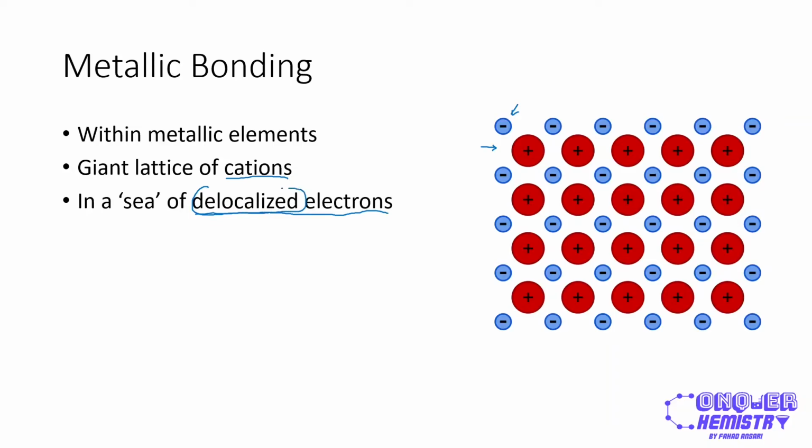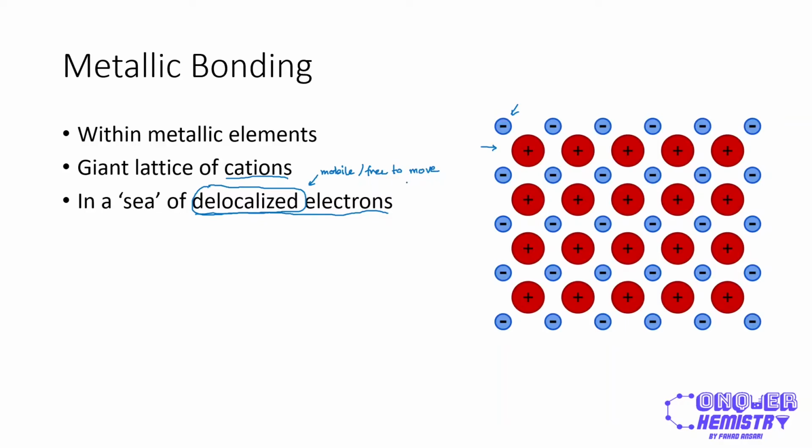This delocalized term basically means that the electrons do not belong to any one atom anymore. They're free to move between the cations in the lattice, right? And because of these delocalized electrons, we have quite a lot of properties, right? These electrons are delocalized or mobile or free to move, not restricted to one atom.